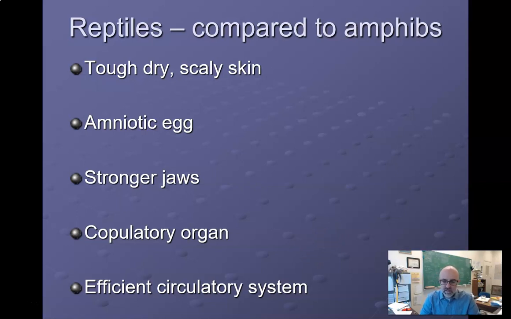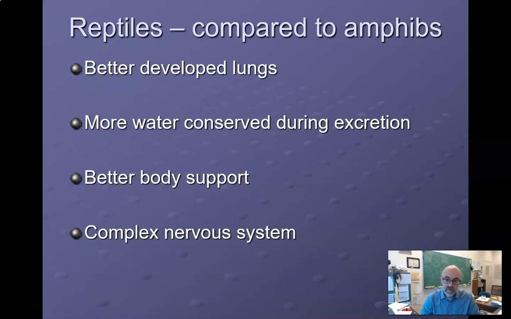A very efficient circulatory system. Amphibians have 3 chambers, 2 atria, 1 ventricle. Most reptiles have 3 chambers, but some have 4. Crocodilians have 4-chambered hearts. But even the 3-chambered heart of a reptile is more efficient than the 3-chambered heart of an amphibian. Okay, the lungs are more well developed, and you kind of see that in the dissection specimens. Those frog lungs are pretty dinky little things compared to the iguanas. More water is conserved during excretion.